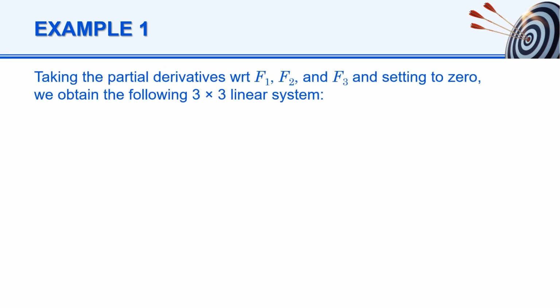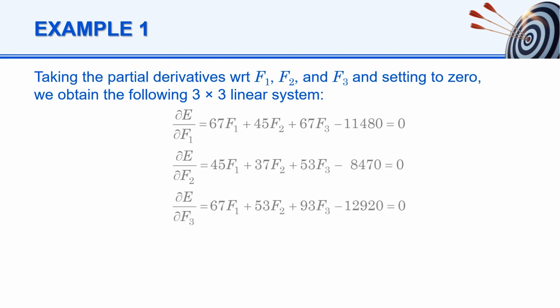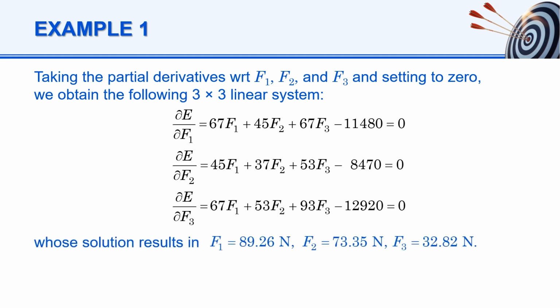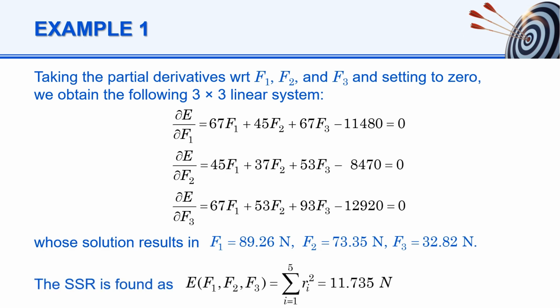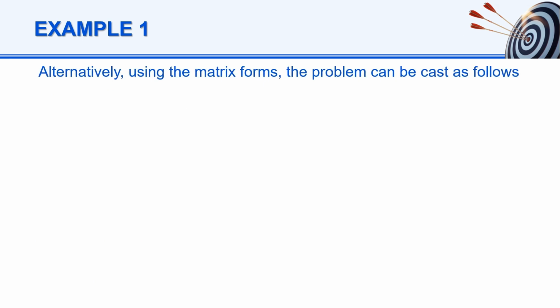Now, taking the partial derivatives with respect to f1, f2, and f3 and setting them to 0, we obtain the following 3 by 3 linear system, whose solution results in f1 equals 89.26, f2 equals 73.35, and f3 equals 32.82 newtons. The sum of the squares of residuals is found as 11.735 newtons.